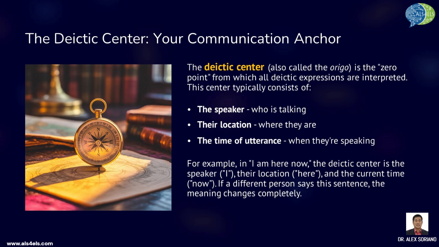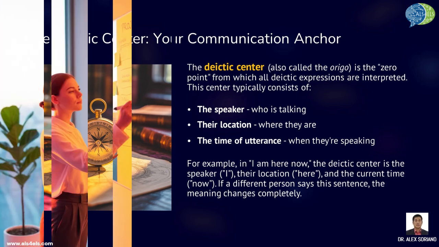The deictic center, also called the origo, is the zero point from which all deictic expressions are interpreted. This center is made up of three key elements. The speaker, who is talking. Their location, where are they? The time of utterance, when are they speaking? For example, when I say, I am here now, the deictic center is me, I, my location in this classroom, here, and the present moment, now. If one of you said the exact same sentence, the meaning would change completely because the deictic center would shift to you.